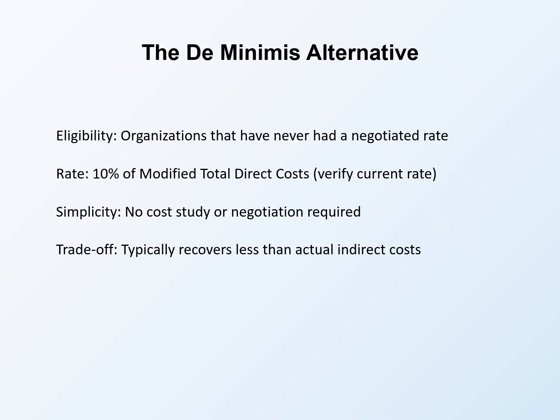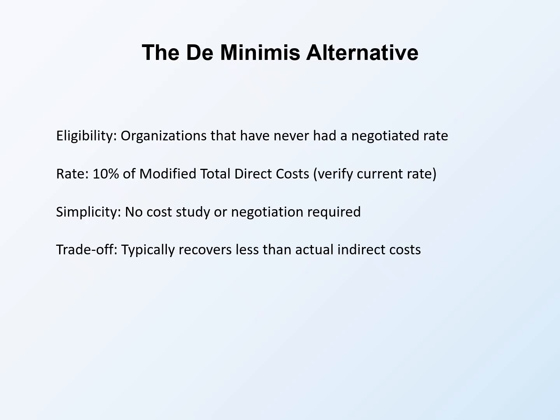Organizations without negotiated rates have an alternative, the de minimis rate. Understanding this option helps organizations make informed decisions about their indirect cost approach. Eligibility for the de minimis rate requires that your organization has never had a negotiated indirect cost rate. Once you negotiate a rate, you cannot go back to de minimis.